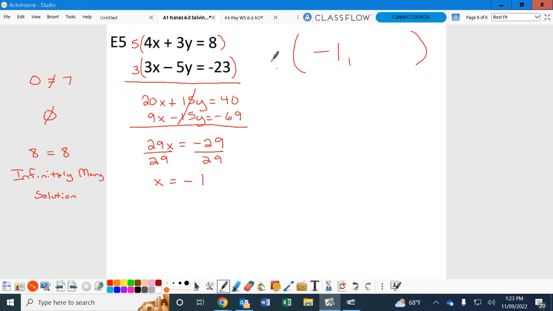Plug it back into one of them. I'm going to do the top one because there's no negatives. I just like to do that. It's going to be 4 times negative 1 plus 3y equals 8. I'm plugging back in where the x is in this problem. If you plug in the second one, you still get the same answer. But it's just a lot of work. Yeah. It's more chance to mess up because you got more negative signs. Yep. It's not right or wrong.